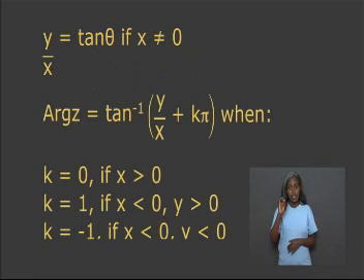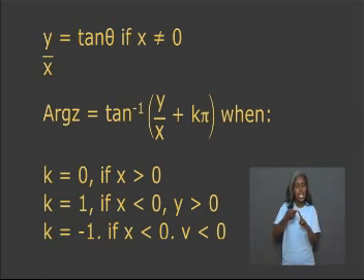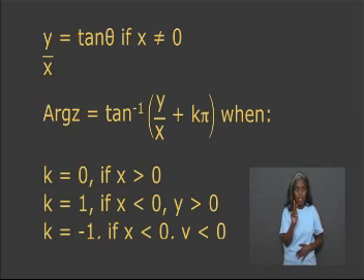Theta is equal to the inverse tangent of y over x plus k times pi, where k equals 0 if x is positive, k equals 1 if x is negative and y positive, and k equals -1 if x and y are both negative.